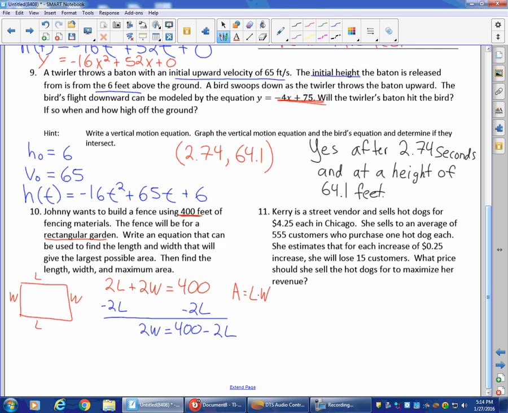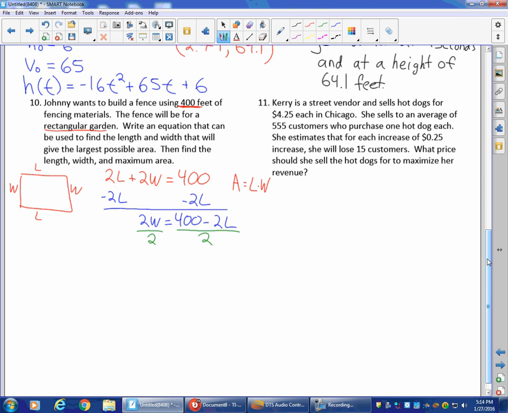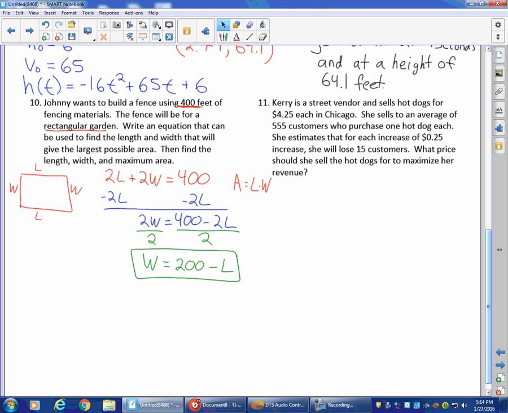In order to isolate W, I divide by 2. Keep in mind, I'm dividing everything on the right side by 2. So I get W equals 200 minus 1L, or just L. Okay, so taking this area equation, area equals the length times the width, I'm going to perform a substitution for my width. So I get area equals the length times 200 minus the length.